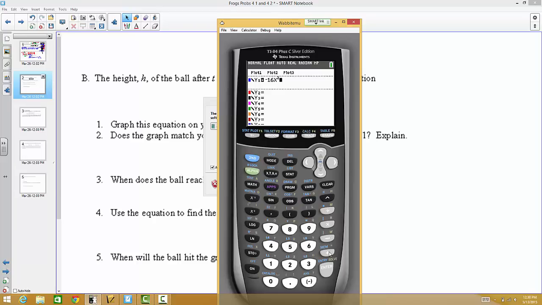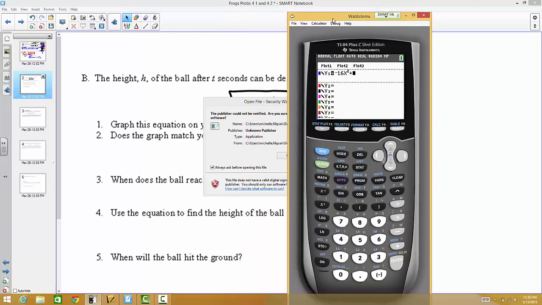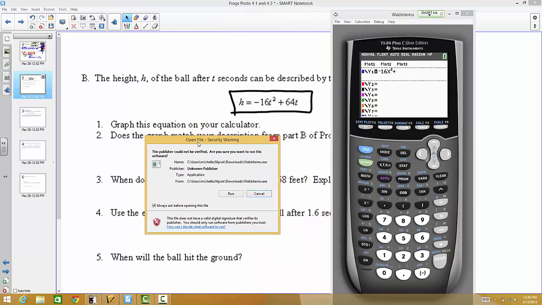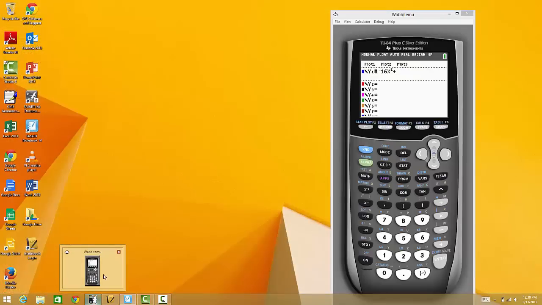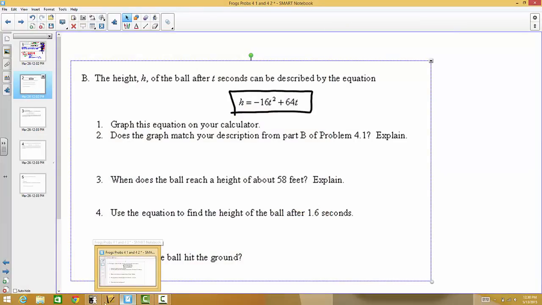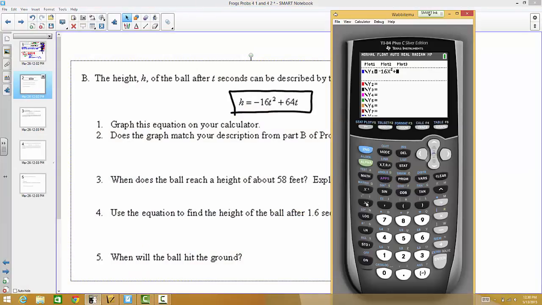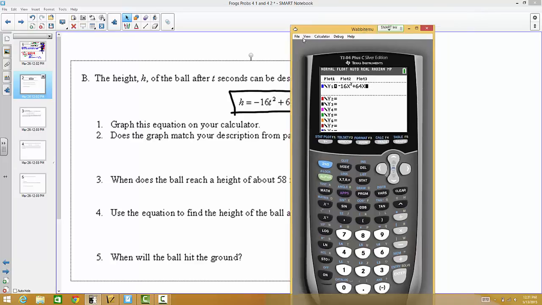Plus, let me move this to the side just so that you can see the equation. Okay, there we go. Plus 64x. So now you can see both. Now, if you recall, I'm actually going to move this to this side.